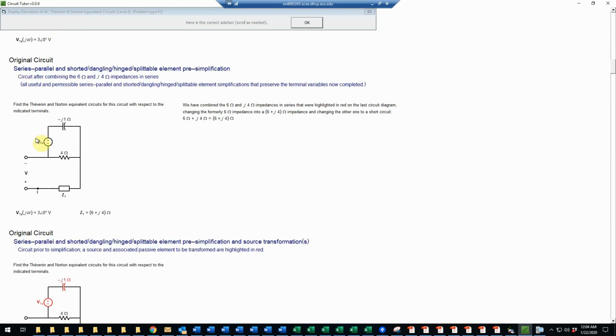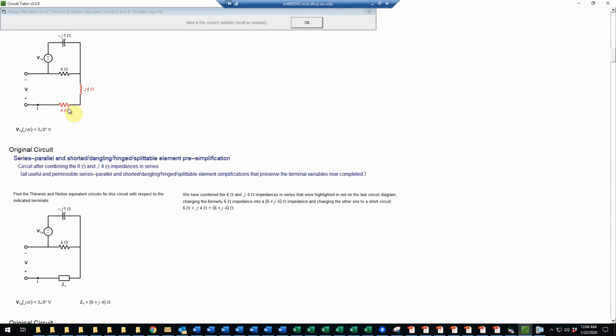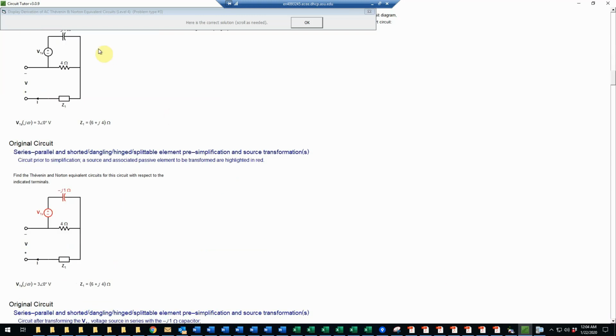So for example, this shows you what you could do as far as the source transformations approach. So here the J4 inductive impedance and the 6 ohm resistance have been combined into a single element Z1, which is just 6 plus J4, just adding those values. And notice that that has been changed from a resistor symbol into a generalized impedance symbol, because this is a fully complex number and that is not compatible with a resistor symbol. So we need to use a new symbol there to be correct.